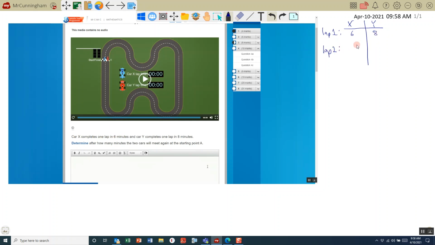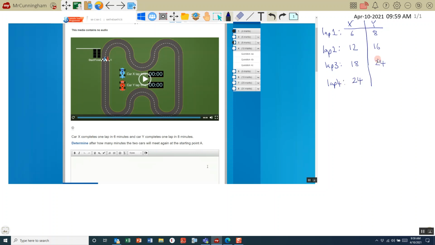After the second lap, car X has driven for 12 minutes. Car Y has driven for 16 minutes. After lap 3, and what we're doing is we're trying to see when will these numbers be the same, when will they have the same multiple. So that will be 18 minutes after lap 3. Car Y will be 18 plus 6, that's 24. And after lap 4, car X, so 6 plus 18 is 24.